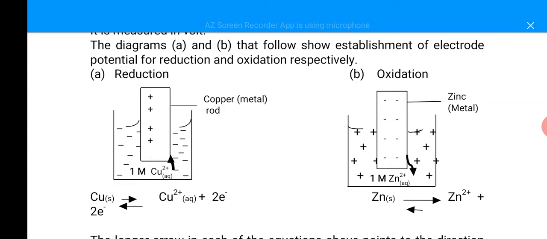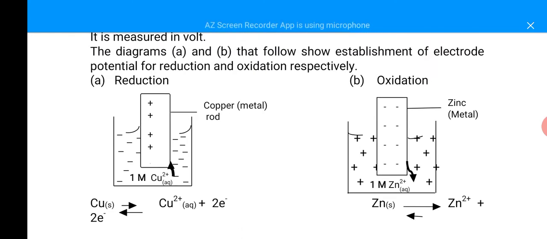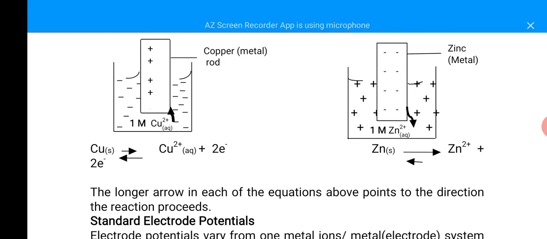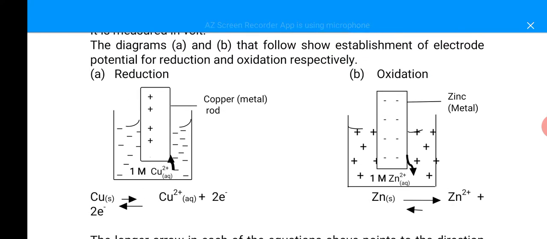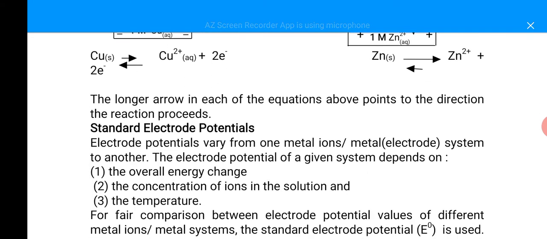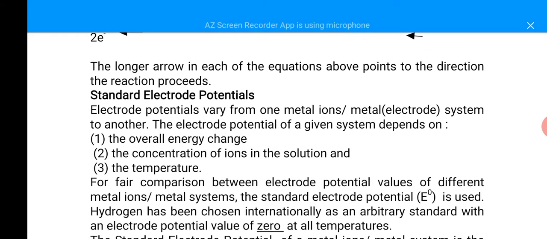While the other one, which is the oxidation part of it, we are going to have the zinc rod be negative. Why? Because the zinc would prefer to get dissolved into the solution of its salt. When it gets dissolved, it is oxidized. It will now leave excess electrons on the zinc rod. As it leaves excess electrons on the zinc rod, the electrode potential of the zinc ion and zinc atom system, or zinc electrode system, will be what? Will be negative. Now, there is something we call standard electrode potential.